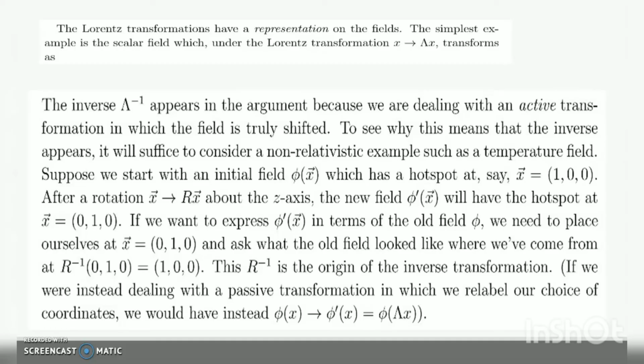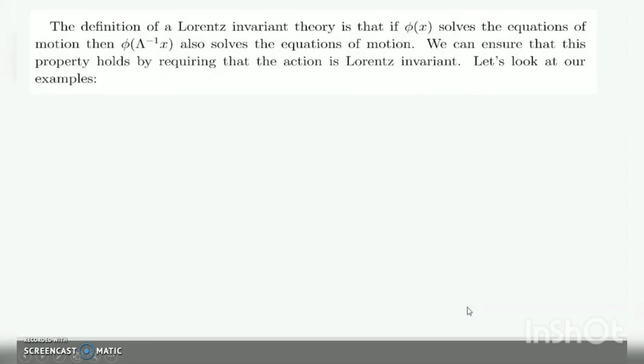If we were instead dealing with a passive transformation in which we relabel our choice of coordinates, we would have instead phi'(x) equal to phi(Lambda x). The definition of Lorentz invariant theory is: if phi(x) solves the equations of motion, then phi(Lambda inverse x) solves the equations of motion. We can ensure that this property holds by requiring that the action is Lorentz invariant.